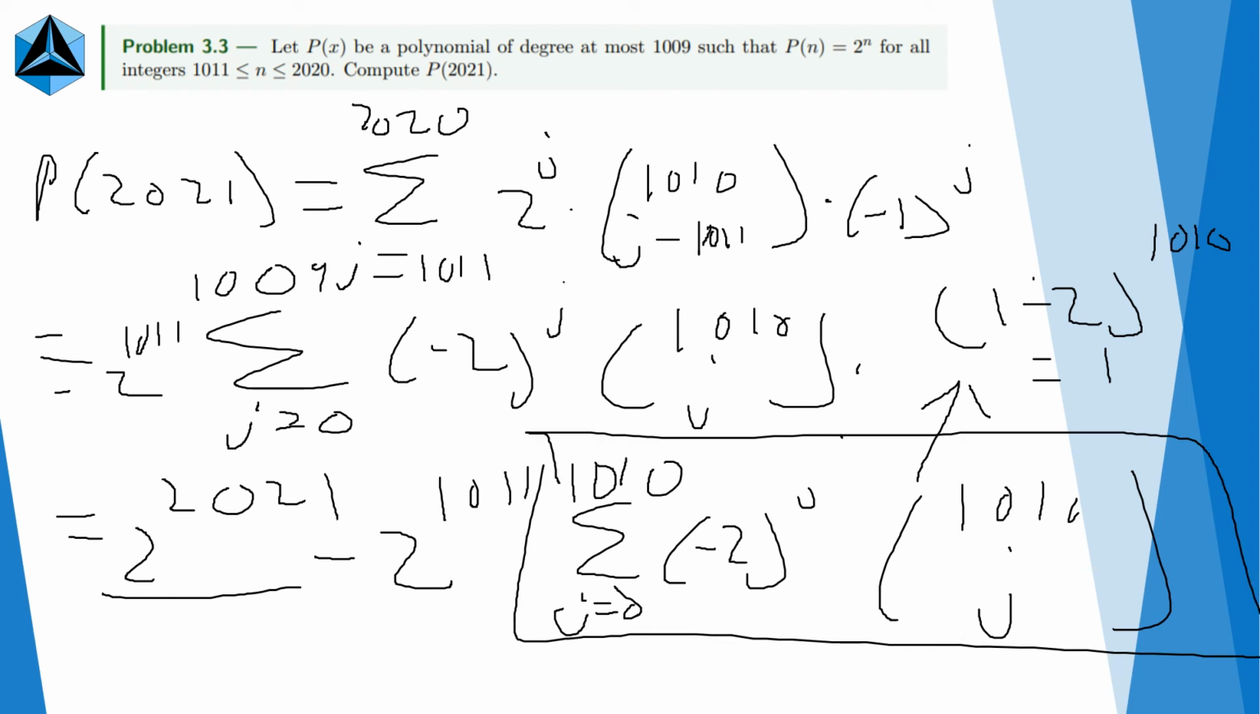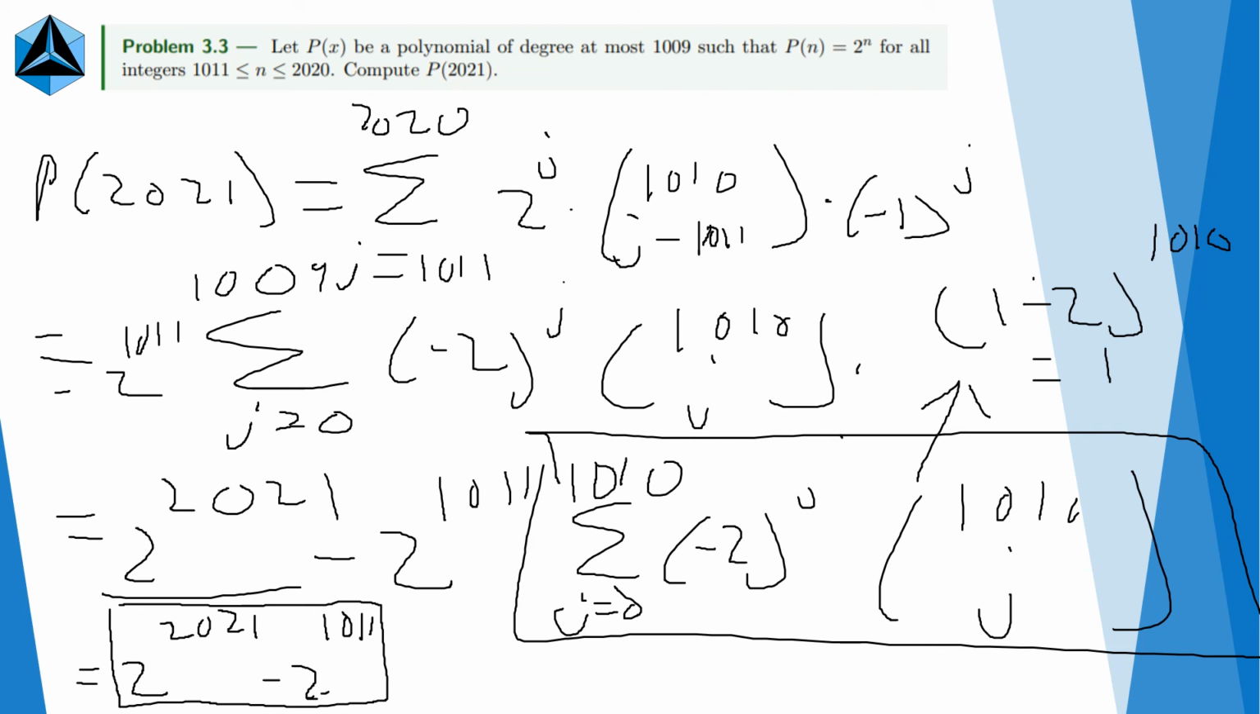That's all I had to do. So all we're left with is 2 to the 2021 minus 2 to the 1011. That's quite nice. And so this is our final answer for what P of 2021 is. So that's how you can use Lagrange interpolation for this problem.